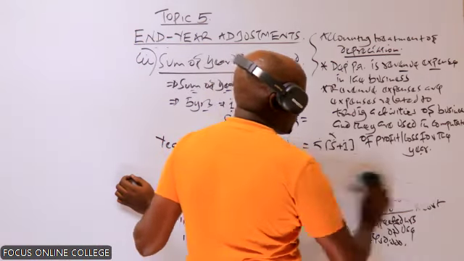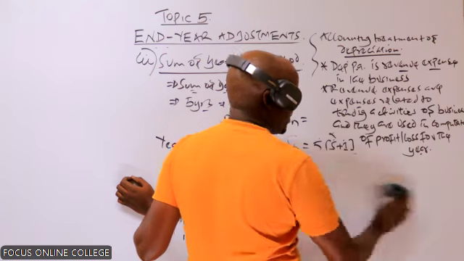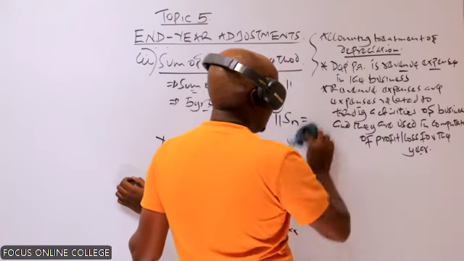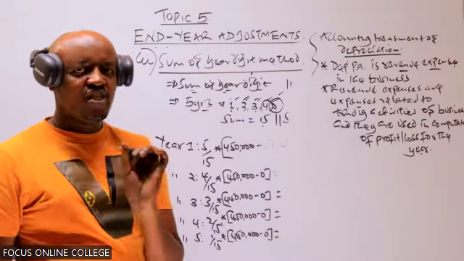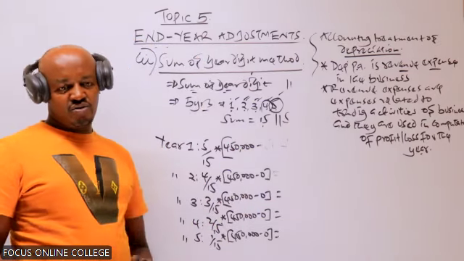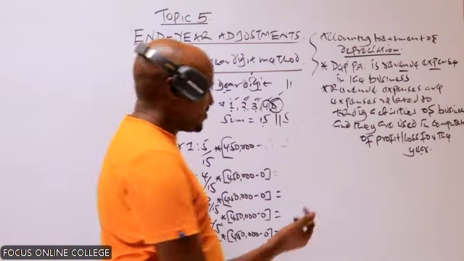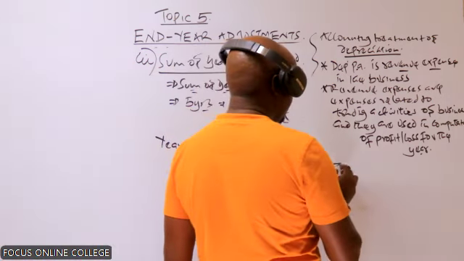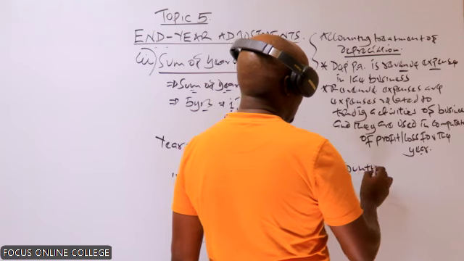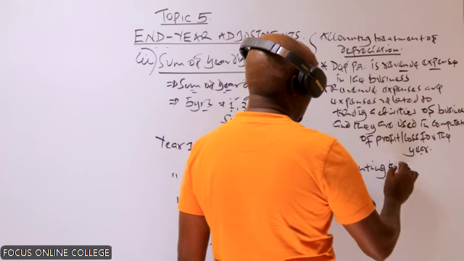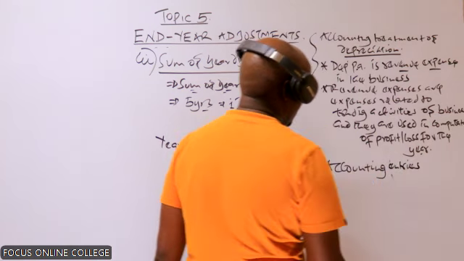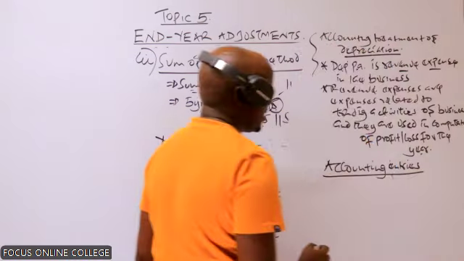Now, how do we account for this depreciation, or basically what is the accounting entry? When we talk about the accounting entries, we are referring to the double entry. What is the double entry of the depreciation being an expense?